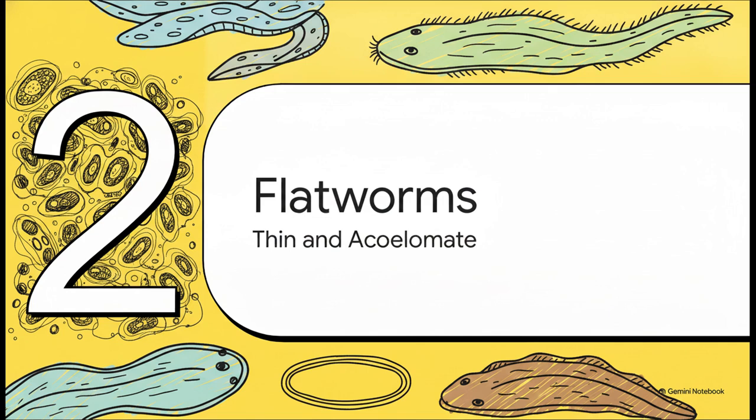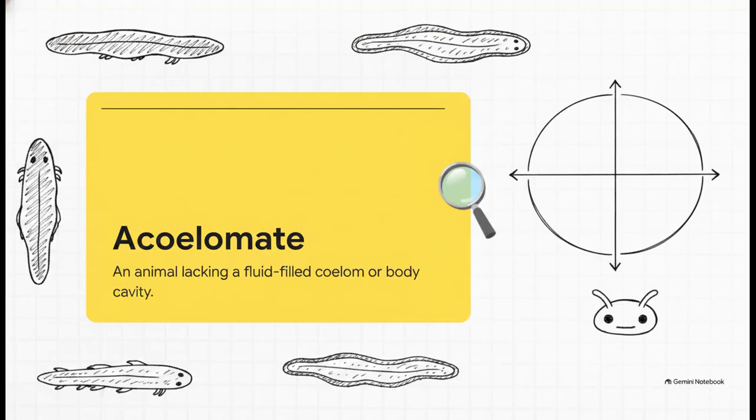Section 2. Flatworms and acoelomates. All right, let's step onto the very first rung of our complexity ladder, the platyhelminthes, better known as flatworms. Now, the crucial thing to remember here is that flatworms are acoelomates. That just means their bodies completely lack a coelom, which is a fluid-filled body cavity. But, and this is a massive evolutionary step, they do feature bilateral symmetry. Basically, their body can be divided along only one single plane to give you left and right mirror image halves.